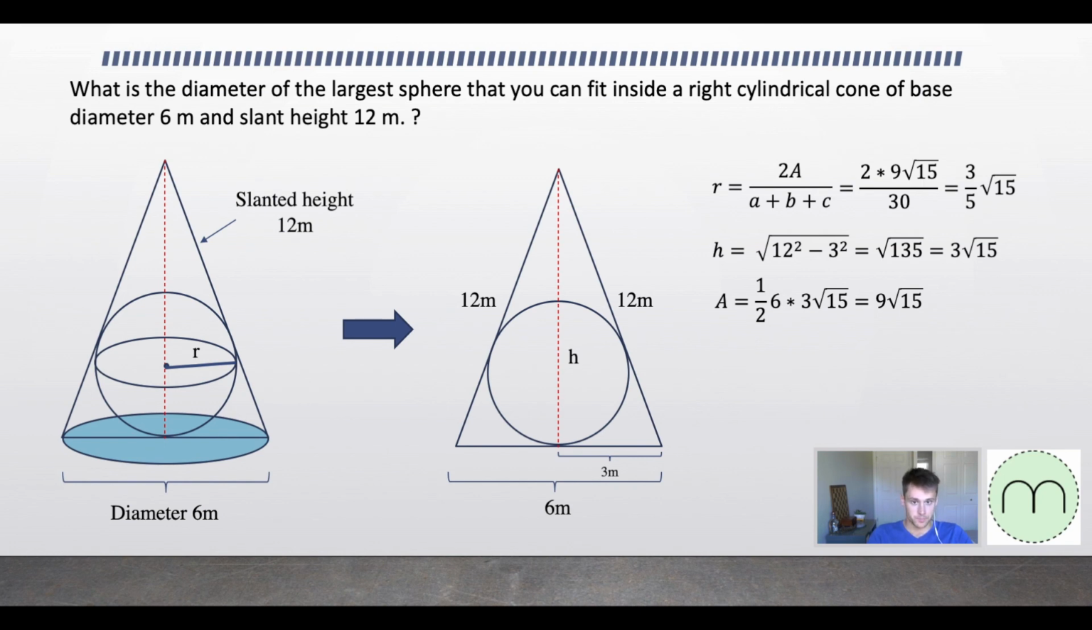And let's remind ourselves what the problem was asking for. They were asking for the diameter, not the radius. So after multiplying the number by 2, we actually get 6 over 5 times square root of 15, which is our final answer.